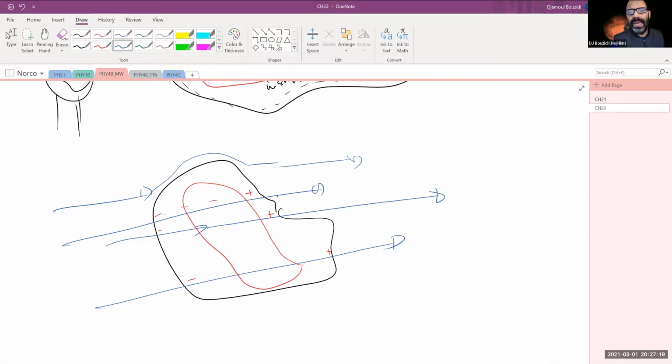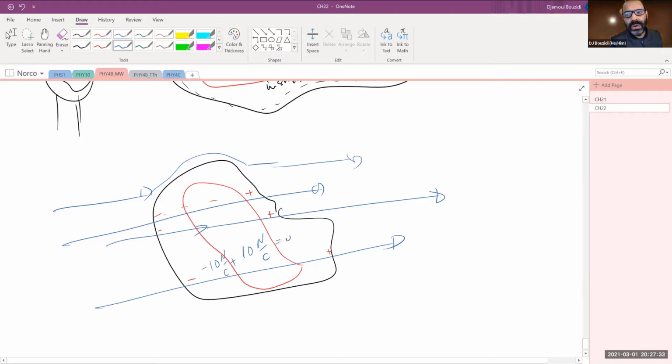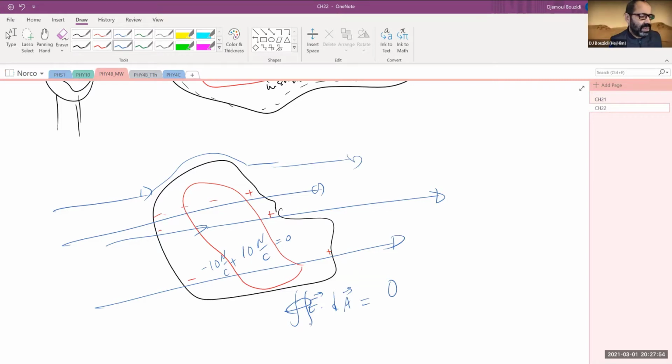So if you apply, for example, a 10 newton per coulomb electric field inside, just enough electrons will move to compensate for it, so that they have their own electric field of 10, and the total is 0, in such a way that the integral of E dA over any closed surface inside the metal is still 0. Because if all of a sudden you have an E now, the charges will move until they cancel the applied external field. So this is the behavior of metals. This is unique to metals.